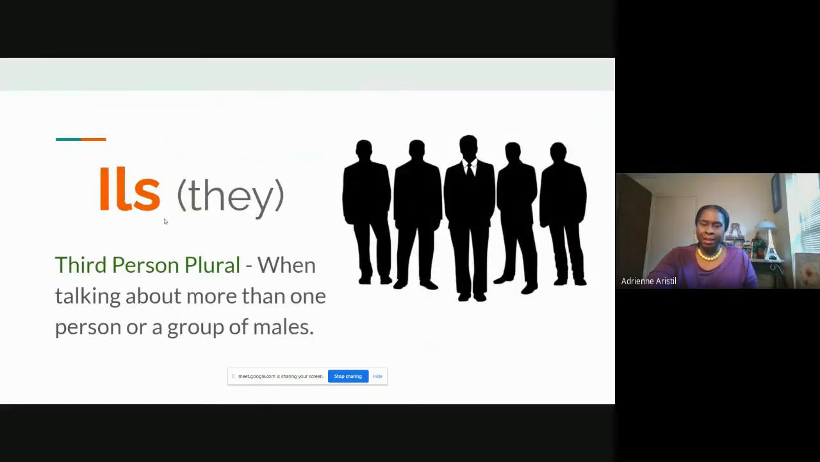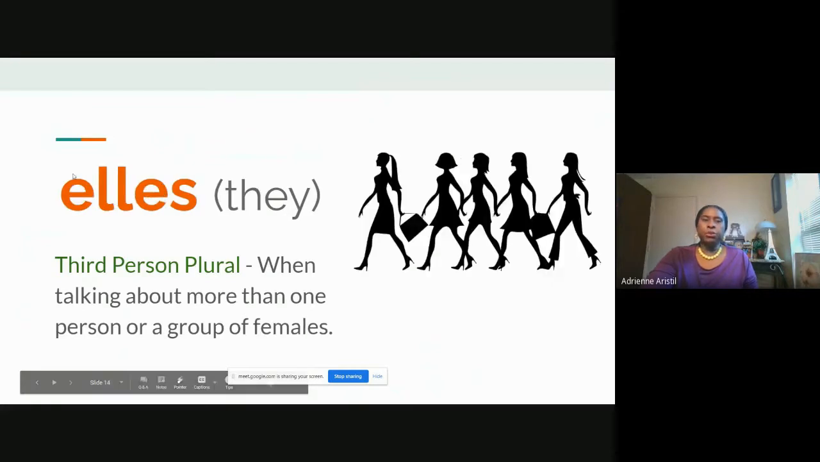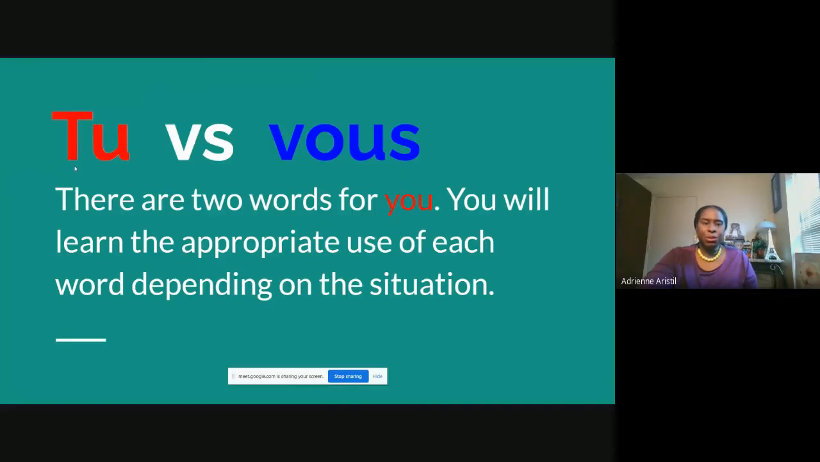You use ils, troisième personne du pluriel, third person plural, when talking about more than one person or a group of males. You use elles, which means they, still third person plural, when talking about more than one person or a group of females.